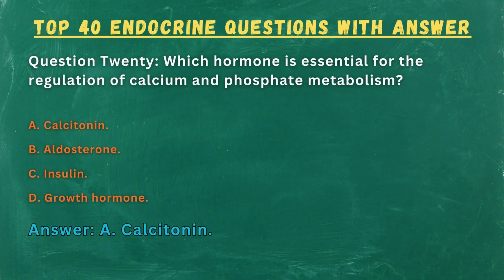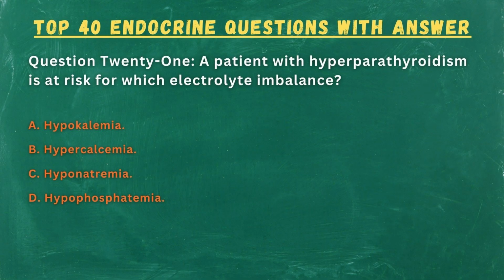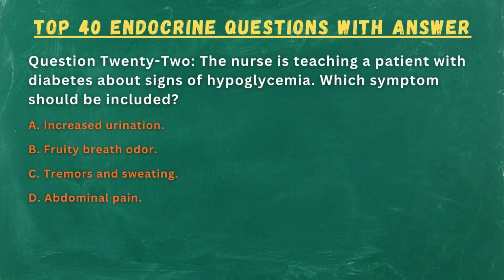Answer: A. Calcitonin. Question 21. A patient with hyperparathyroidism is at risk for which electrolyte imbalance? A. Hypokalemia. B. Hypercalcemia. C. Hyponatremia. D. Hypophosphatemia. Answer: B. Hypercalcemia.